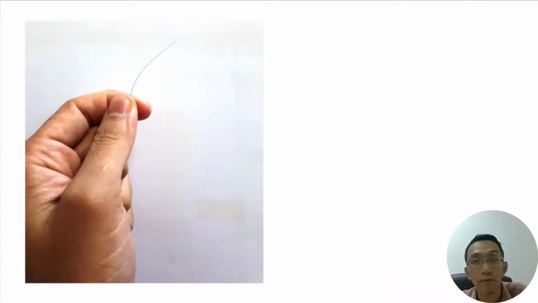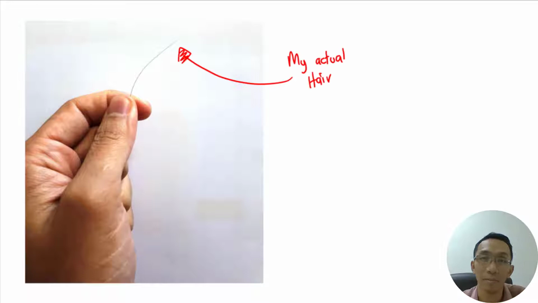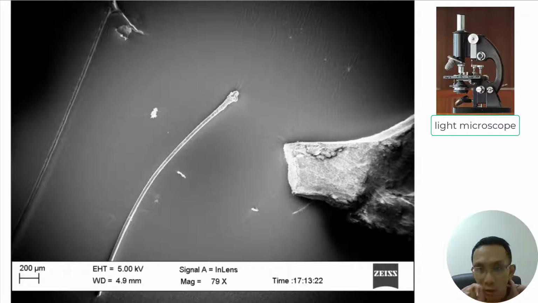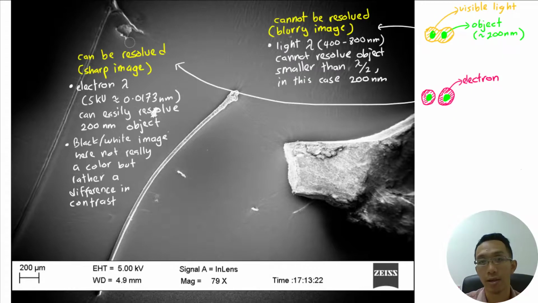How small is small? To give you an idea how small is nano, this is my actual hair. And I put my hair inside a microscope, and this is not a normal light microscope because, as we said before, in order to go into nano, you cannot use light because the resolution of a light microscope cannot be smaller than half of the wavelength of visible light. For example, if you have an object that is 200 nanometer in size, you cannot see it using light because half of the light wavelength is around 200, which is the limit of the resolution itself. However, if you use electron waves, you can resolve this 200 nanometer object.